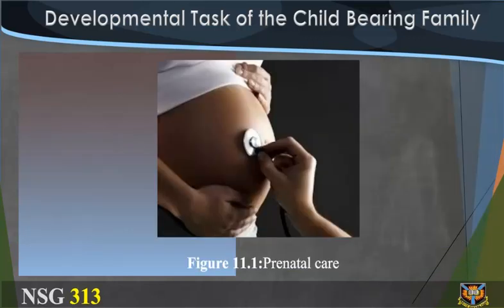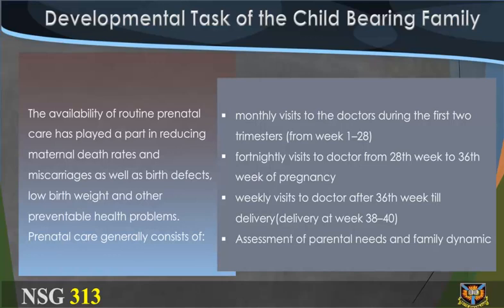Figure 11.1 Prenatal care. Diagram of a pregnant woman. The availability of routine prenatal care has played a part in reducing maternal death rates and miscarriages, as well as birth defects, low birth weights, and other preventable health problems.